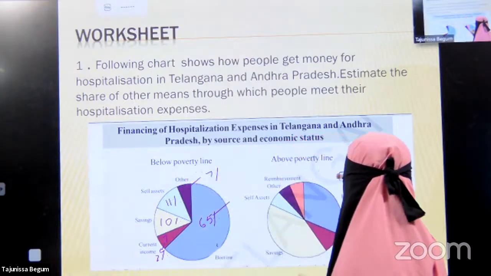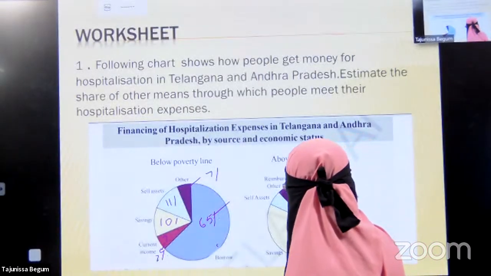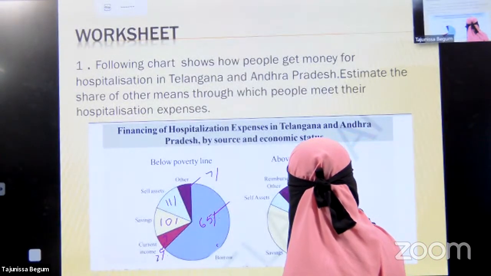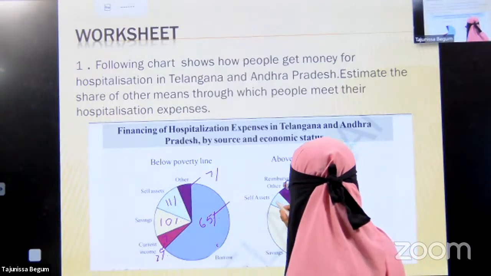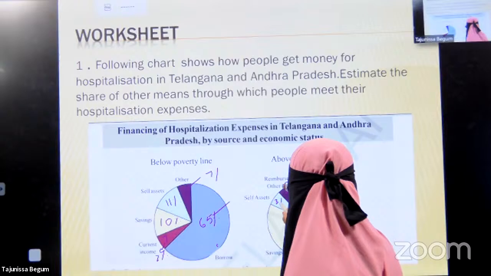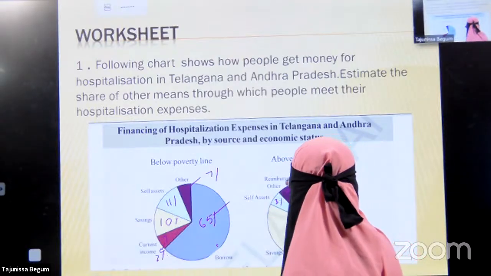When you go to above poverty line, others: from others, how much are they taking? 3%. Next, we'll see self-assets, how much are they having? 3%. And reimbursement, they are having 3%.